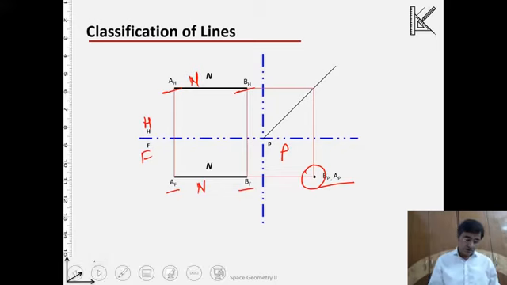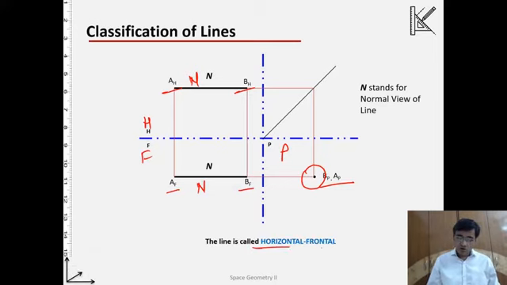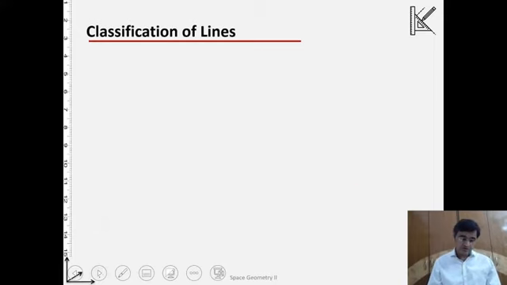Now this kind of line we will call horizontal frontal, because this line is parallel to the horizontal and frontal. So it is parallel to the frontal, parallel to the horizontal, while it has a point view onto the profile. So that's the name of the line. Once we have understood this, we can have more such lines.